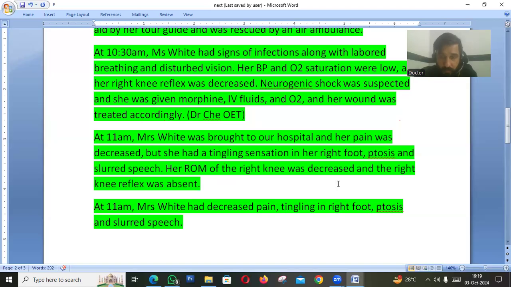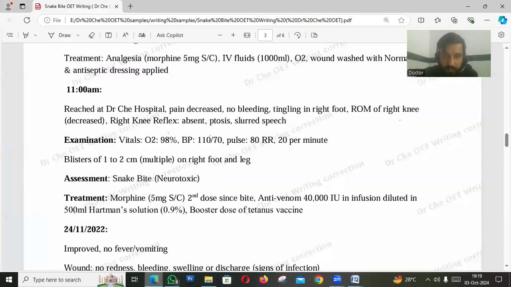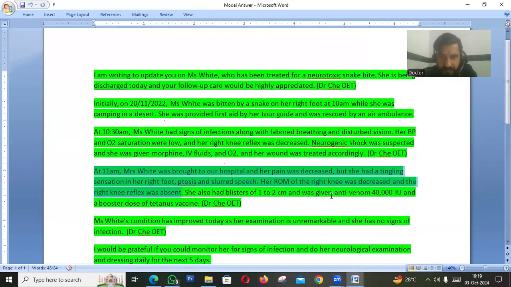Okay, so what I have done is I have taken these blisters with the treatment, just to write a little bit better sentence, okay? She also had a blister of 1 to 2 centimeters and was given antivenom 40,000 units and a booster dose of tetanus was given. I'm not writing analgesic because her pain was decreased, okay? Analgesic is not too important. Important is antivenom, and tetanus vaccine is more important. Yes or no? Yes, sir. Okay, good.